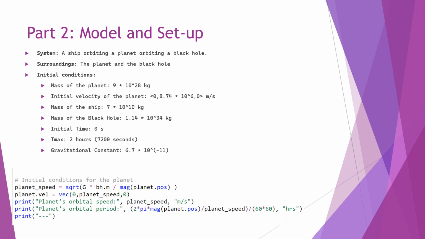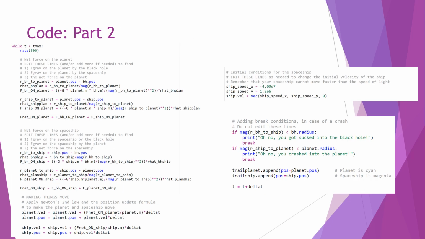To simulate the movement of the ship and the planet, I used a while loop to find the total force acting on the ship and the planet. First, the total force acting on the planet was calculated using the universal law of gravitation's formula in relation to the black hole and ship respectively, and the same process was repeated for the total force acting on the ship.